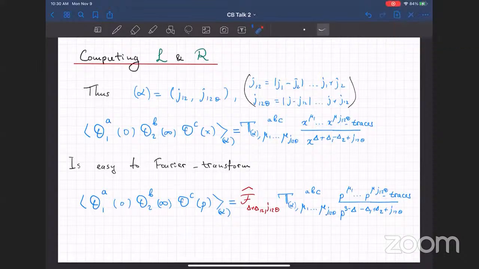Maybe I missed it. Can you repeat again how to find it? How to find that alpha is a pair of numbers, and what is the meaning of these numbers?